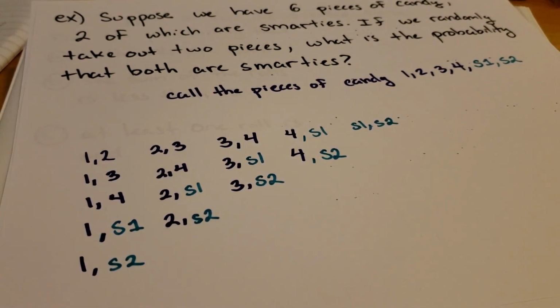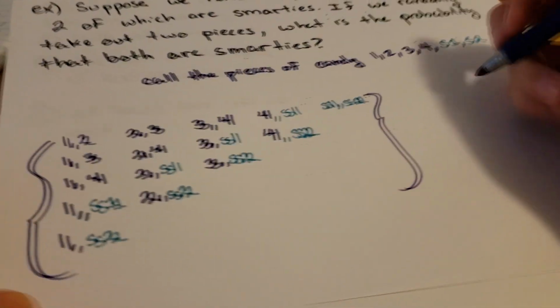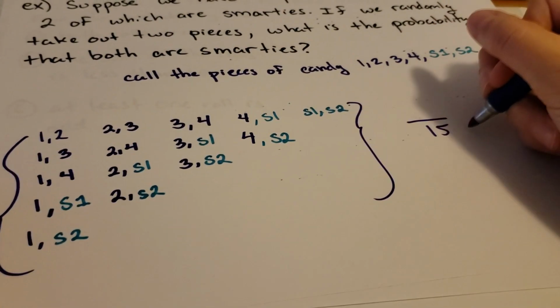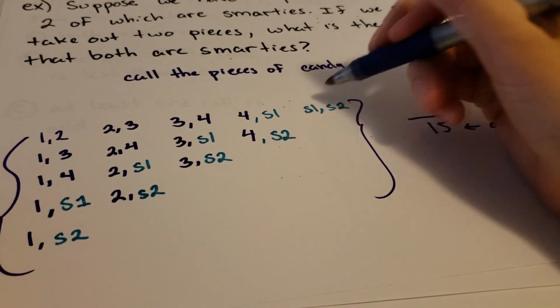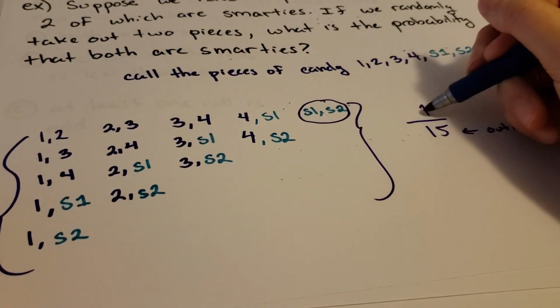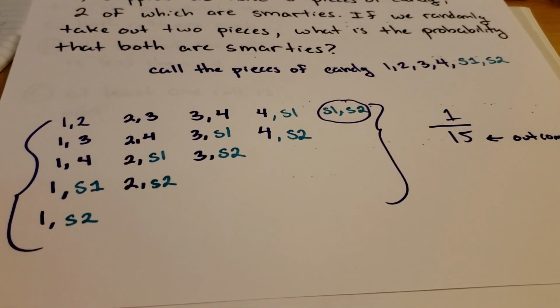So this is 15 possible outcomes in this sample space. Right? If we count up everything here. And there's one possible way to take both of them out over here. So 1 out of 15 would be our probability for this.